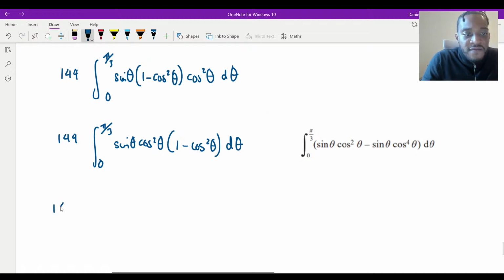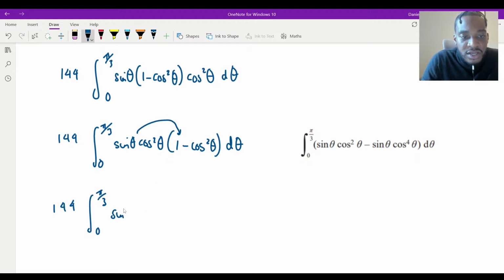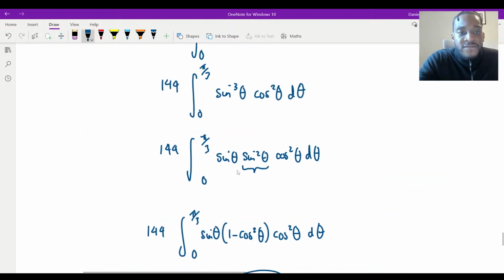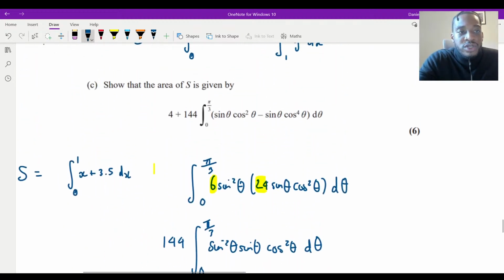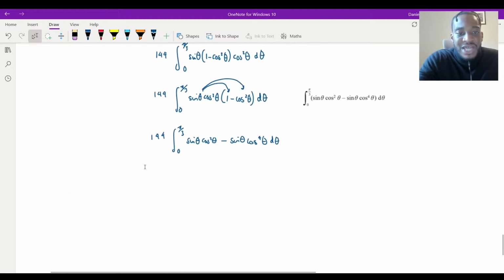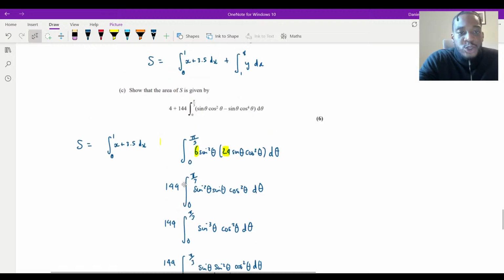So we can say that we've got 144, like that, integral from 0 to pi over 3. If I expand this, then that's just going to be sine theta cos squared theta, like that. And then if I expand this one, well, what's going to happen? I'm going to have a sine theta there, and then I'm going to have cos to the 4 theta, like that, d theta. And that is that part done of the show that. Where's the show that? The show that was 4 plus that. Remember? So we've got that part. That was the hard part. We've done that. Remember the actual integral itself.